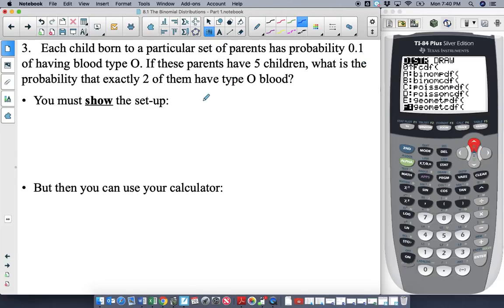So I guess we need to check first, is this binomial? Let's check BINS. They either have type O blood or they don't, so that works. Each trial is independent. The blood type of each kid depends on their parents, but is not affected by the kid that was born before or after them. Is there a fixed number of trials? Yes, there were 5 kids. And is the probability of success the same? Yes, each child has a probability of 0.1. So I can use that binomial formula to find the probability.